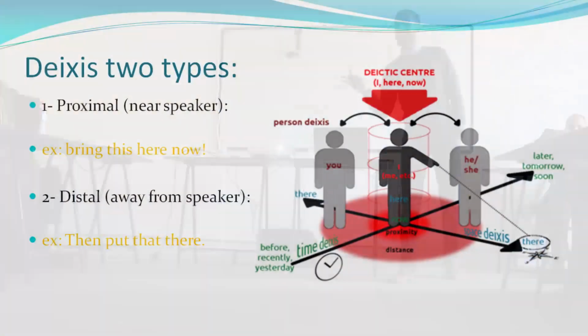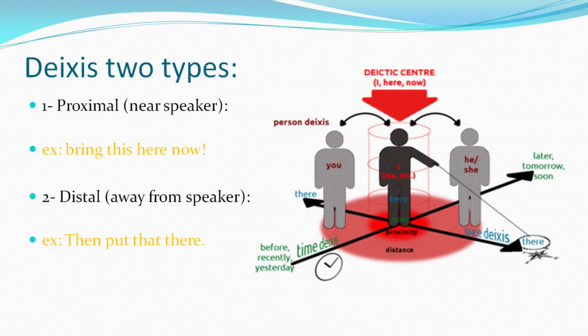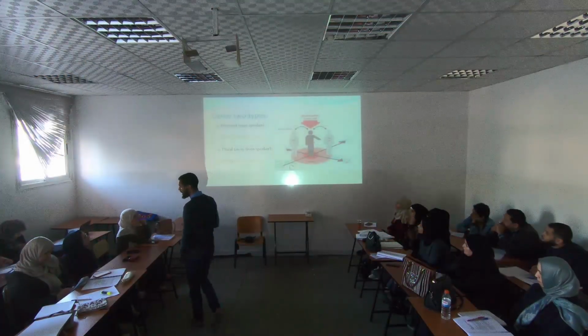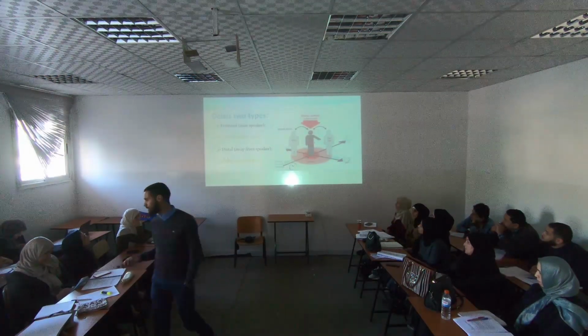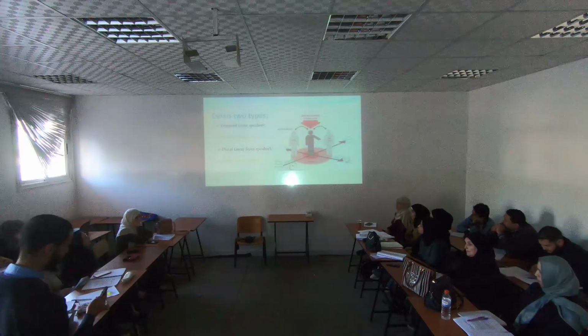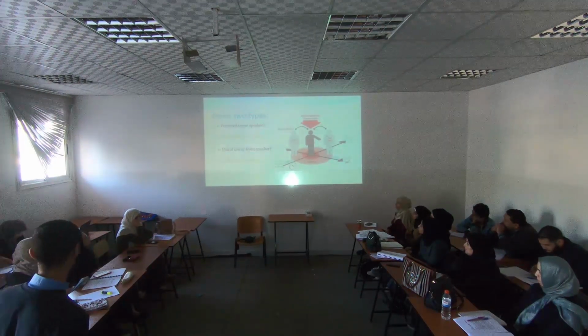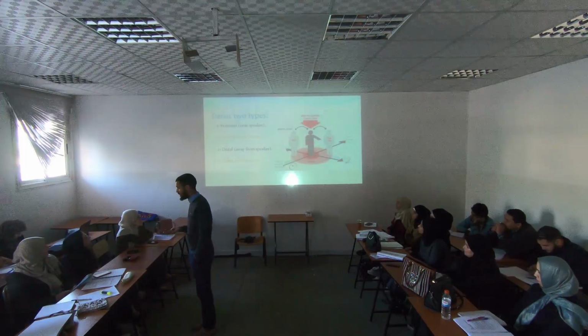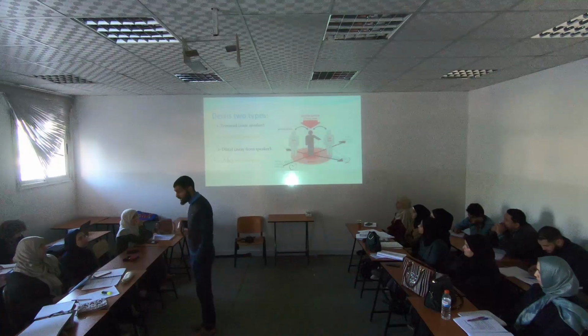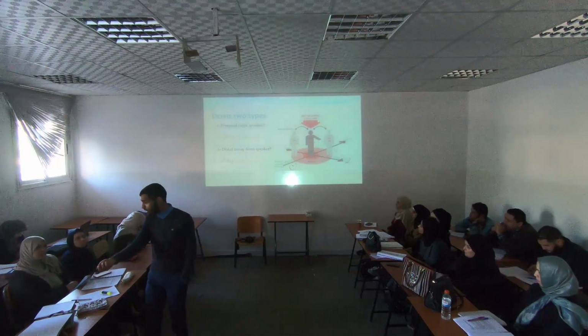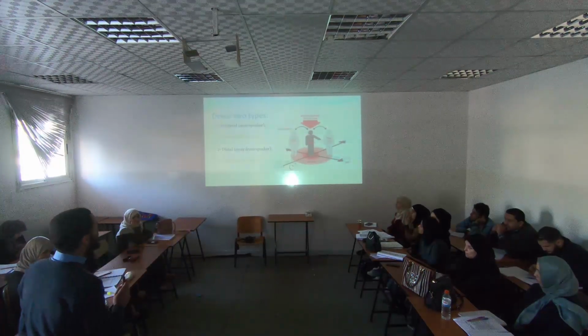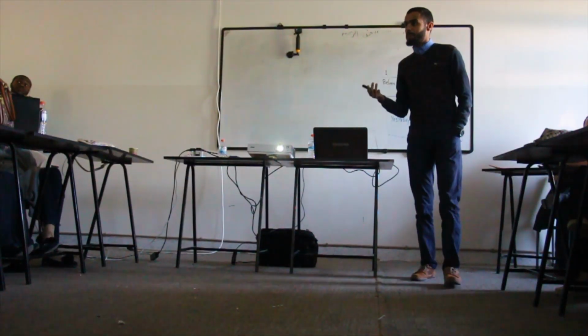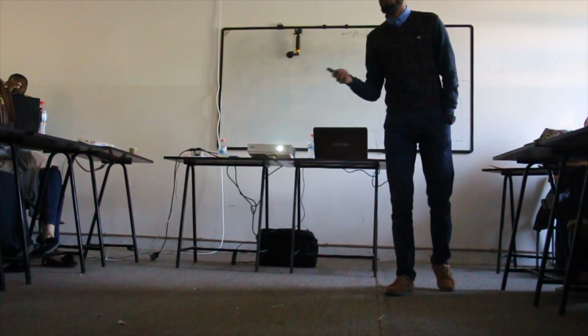There are two other types. If we look at the deictic elements from another perspective, the perspective of distance: are they close or away? Are they proximate or distant? We will have two types. The proximal ones are near the speaker. If I say "I," is it near or away? "I" is near, and "he" will be away. So deixis from the perspective of distance has two main types.